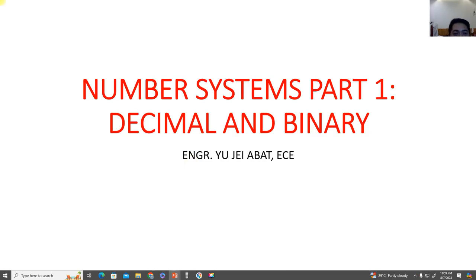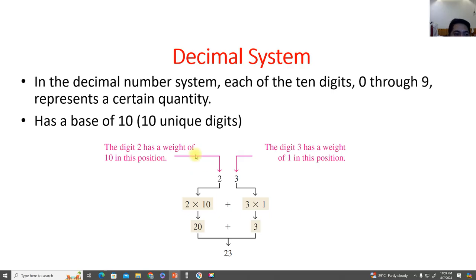So, let's get started. The decimal system: we know that in the decimal number system, each of the 10 digits from 0 to 9 represents a certain quantity. Whenever we say 1, 2, 3, these are specific quantities from 0 to 9. It has a base of 10, meaning it has 10 digits from 0 to 9. Here we have an example, the number 23.